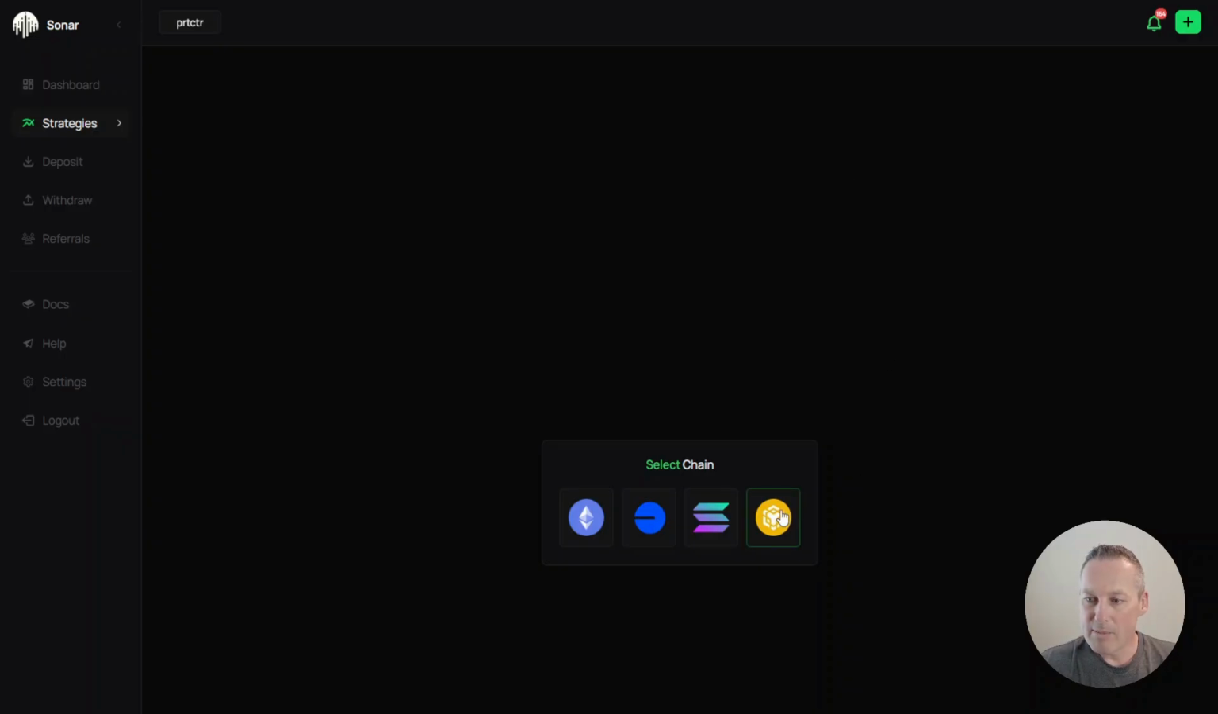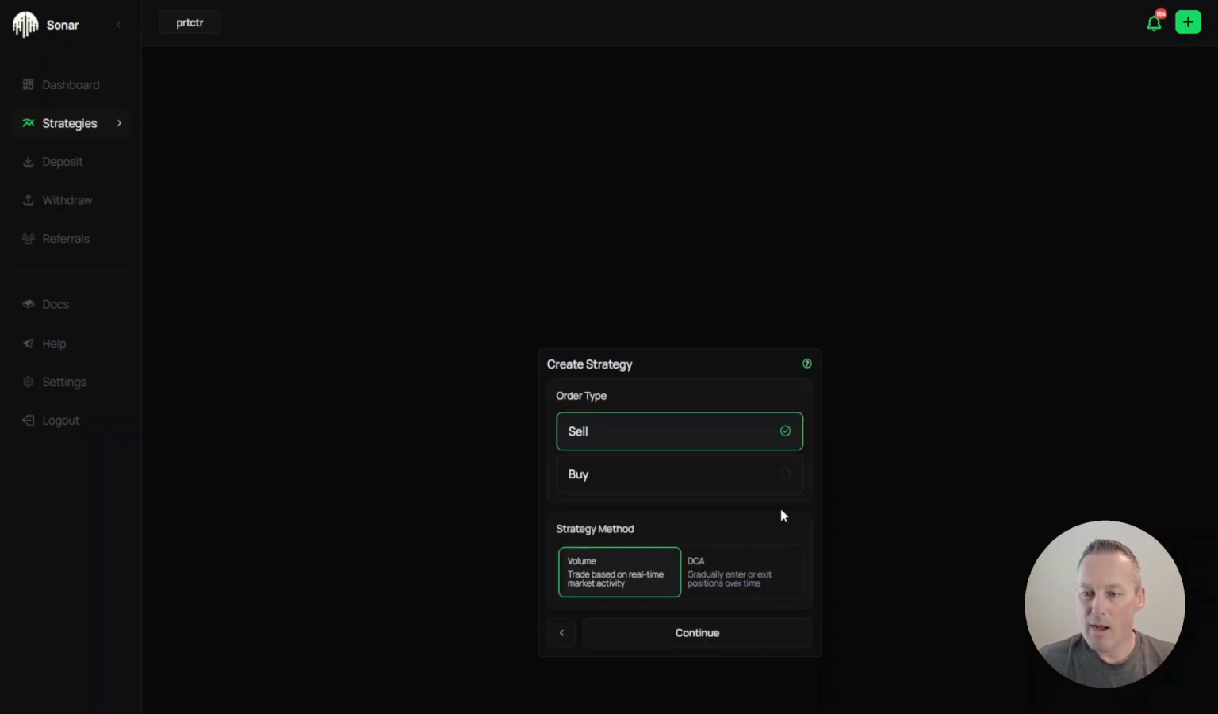Now I'm going to select BNB for this example, and this is where we get to decide what type of strategy we're going to run. We could do sells or we could do buys. So we could sell an asset or we could buy into an asset. The most important thing that you need to understand is if you're going to buy into an asset, you need the native token asset. In this example, we're on the Binance chain, so we need BNB in our account, and we need to have that available to commit to the buying strategies, right?